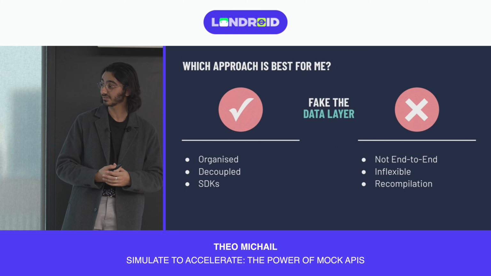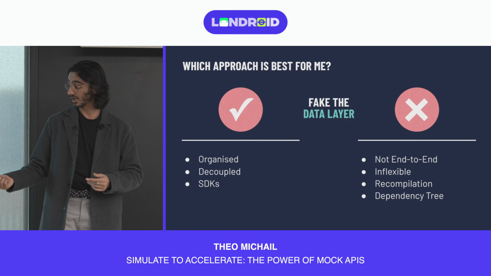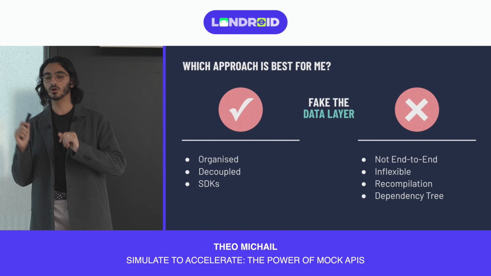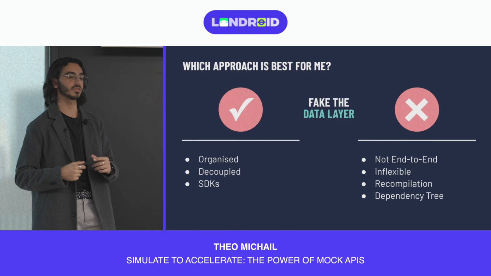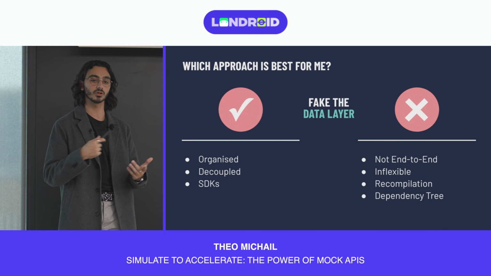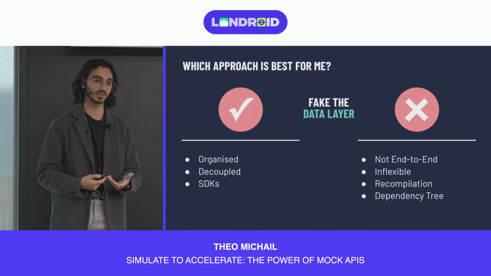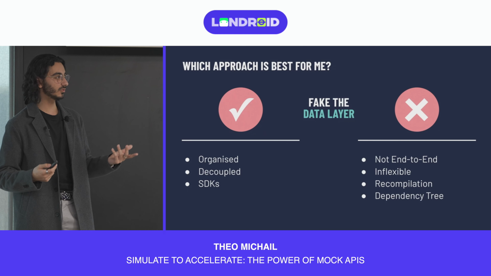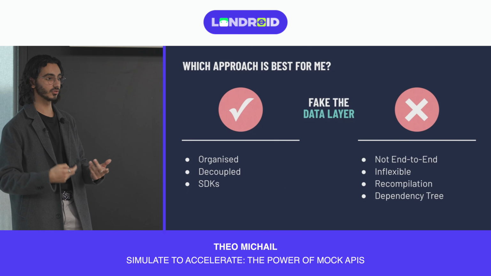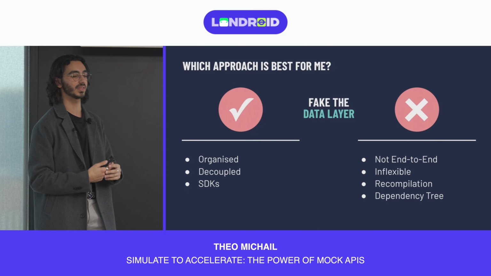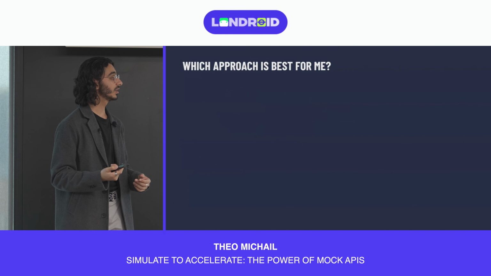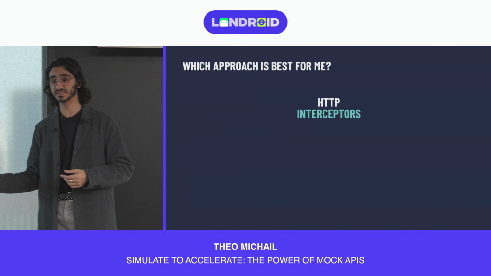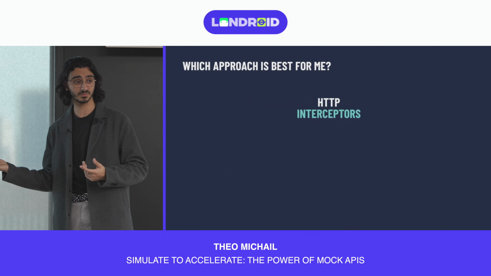I imagine a lot of you have as well. And then it slightly complicates our dependency tree as well. We now have to think about which modules are actually going to be included in this bundled APK that we have. It's not too bad because you have those build variants to help, but it's still something to think about. Moving on then to the HTTP interceptors, is there anyone who uses this method within their apps?